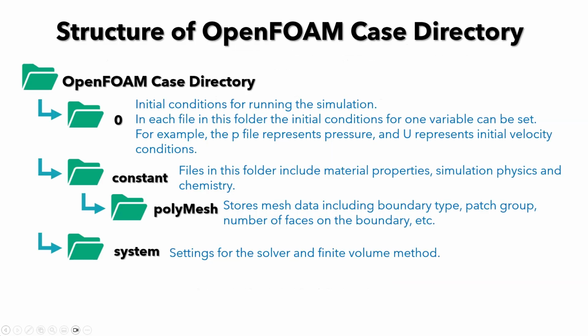Any case that you open in OpenFOAM, you would see three folders: 0, constant and system. The 0 folder contains initial and boundary conditions for the simulation. Each file in this folder contains settings for each variable. For example, the p file for pressure, the U file for velocity, T for temperature, etc.